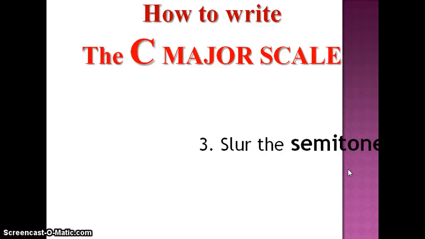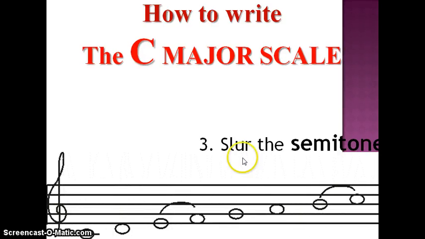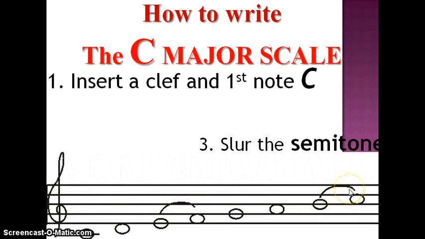The third step to writing the C major scale. Slur the semitones. Remember that semitones occur between the third and fourth degrees of the scale, and between the seventh and eighth. So you need a semitone slur between the third and fourth and the seventh and eighth notes. So these are the three steps.